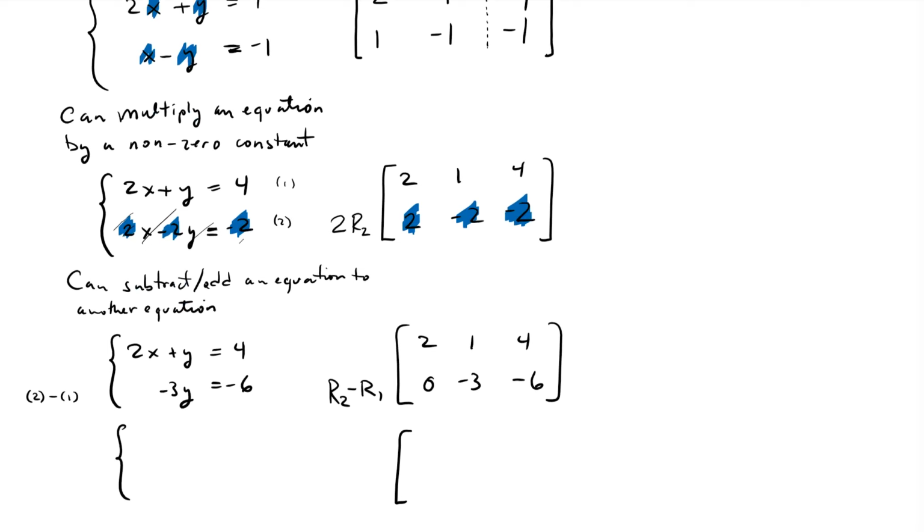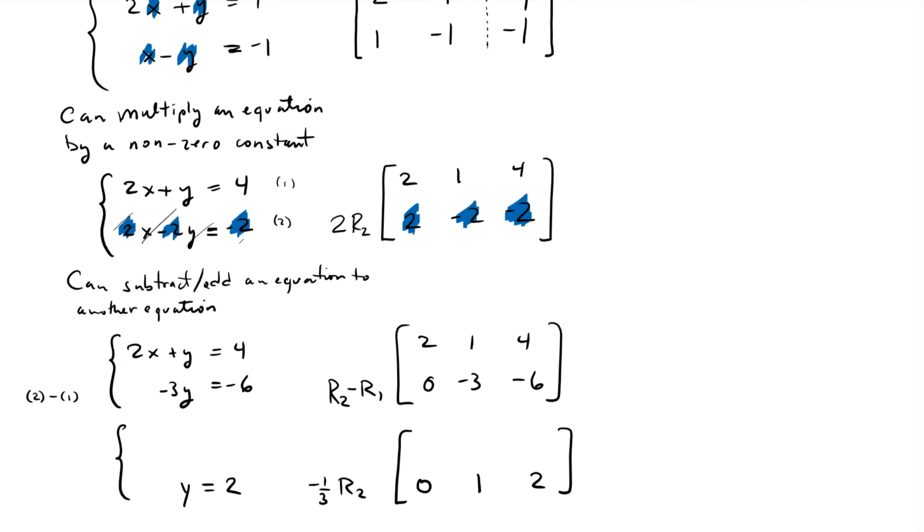I could solve for y. So to solve for y, I would divide by minus 3. So I would take row 2 and divide by minus 3, or if you prefer, multiply by minus a third. I would get 0, 1, 2. In terms of an equation, I would get y is equal to 2.